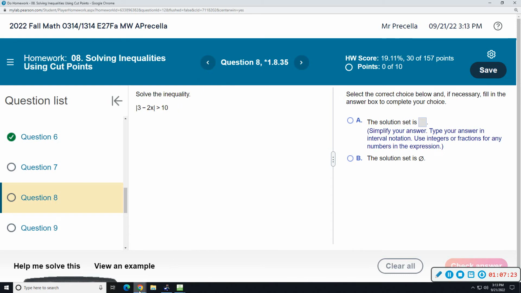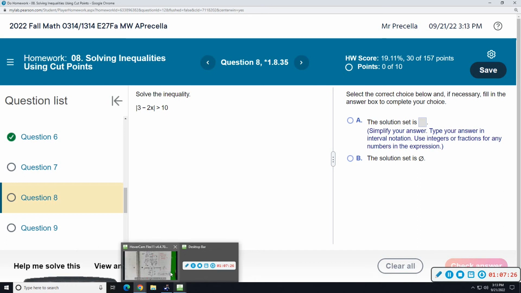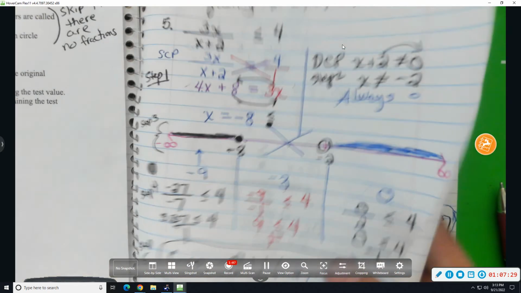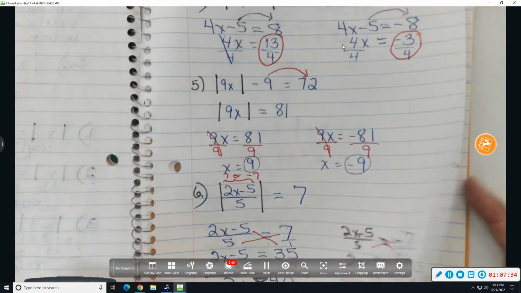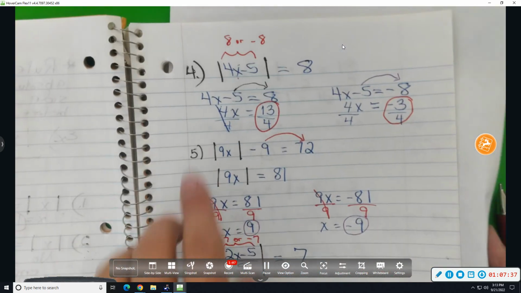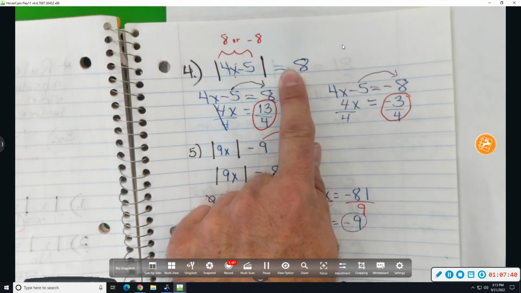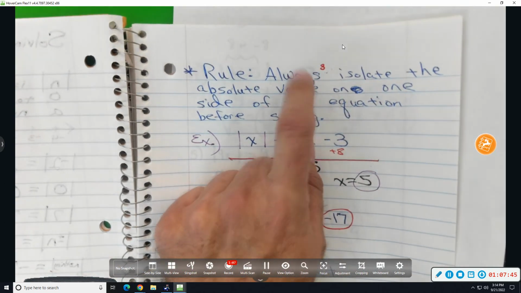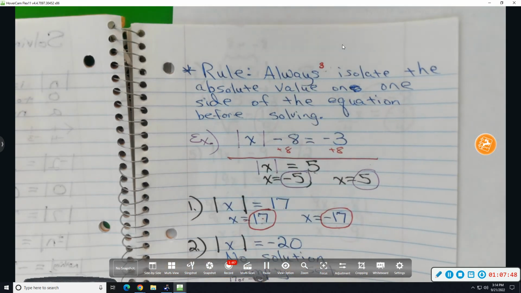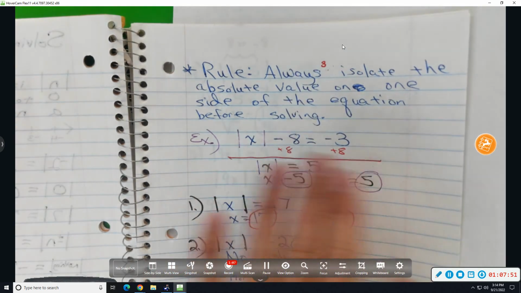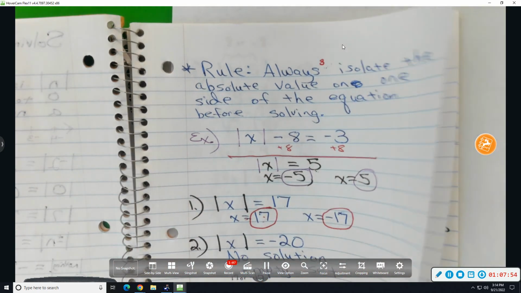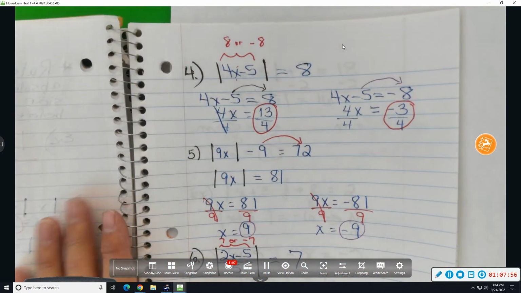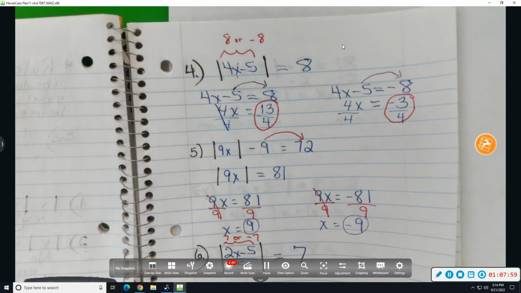Now I want to make sure y'all remember that stuff that we did the last time. To solve an absolute value equation, you would say equal positive, equal negative, but you had to always isolate the absolute value bars first. If those absolute value bars weren't by themselves, you would have to move whatever is with it to get them by themselves. So this is the stuff we were doing on Monday. Okay? We're going to start doing that now.